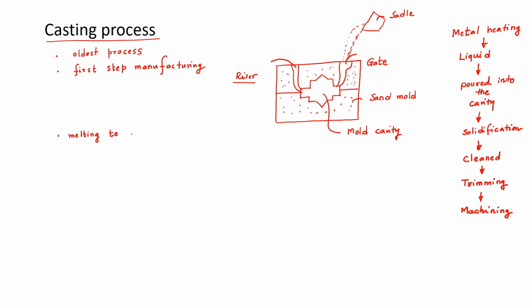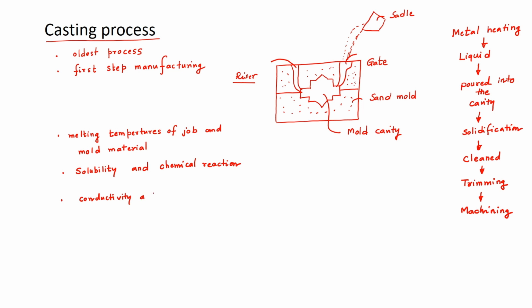The designer or the process engineer should know about the melting temperatures of the job and mold material, then solubility and chemical reaction between the job and the mold materials. In addition to this, it is essential to know the thermal properties, mainly the conductivity and the coefficient of thermal expansion of the material of which we want to prepare the casting. The coefficient of thermal expansion will decide the machining allowance.